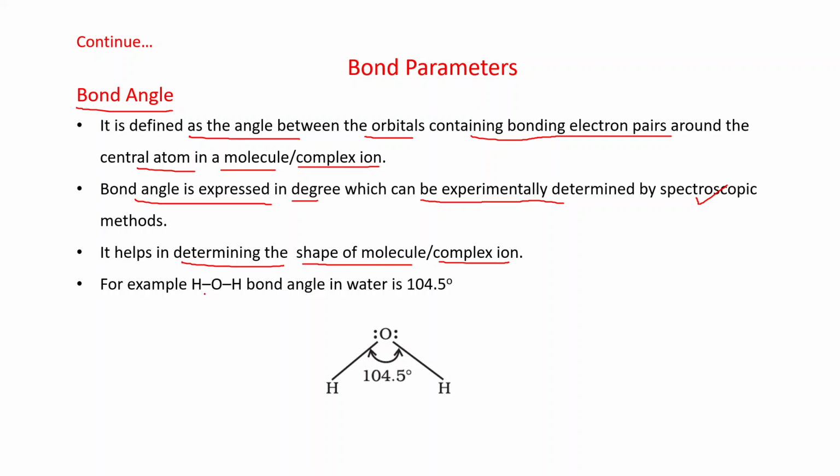For example, the HOH bond angle in water is 104.5 degrees. You can see this is the structure or shape of the water molecule. This is the HOH bond angle. And from this structure you can say the water molecule is bent in shape.